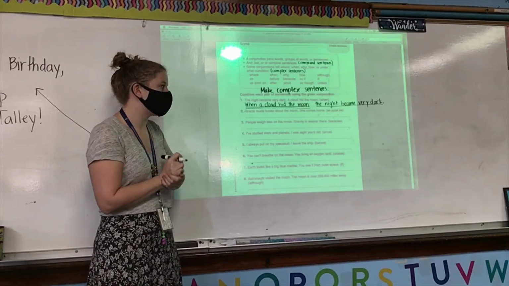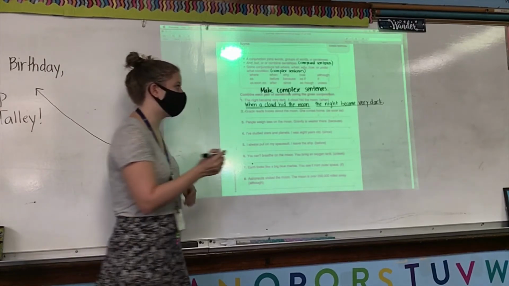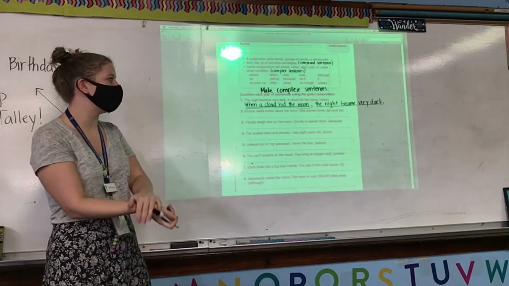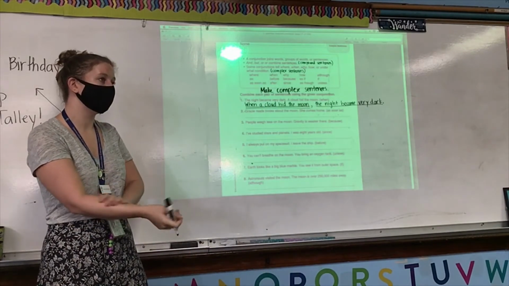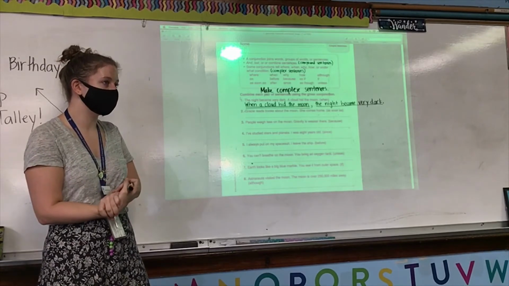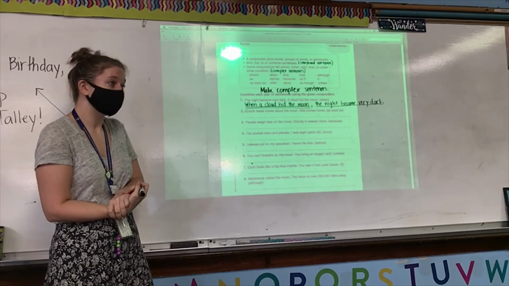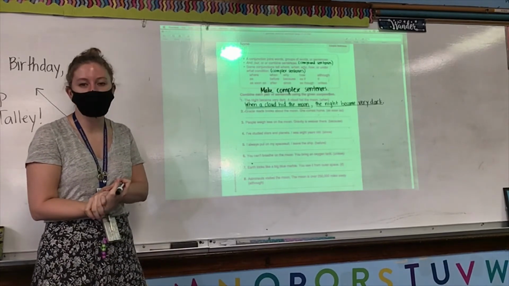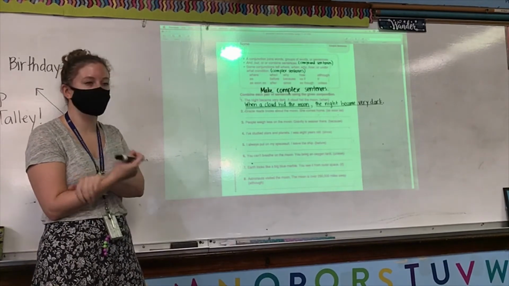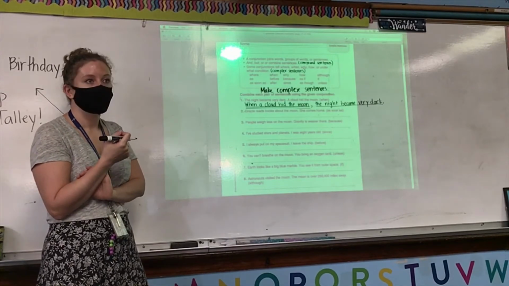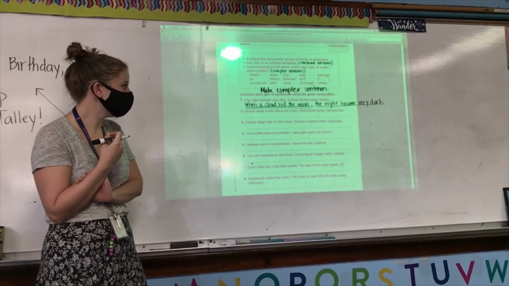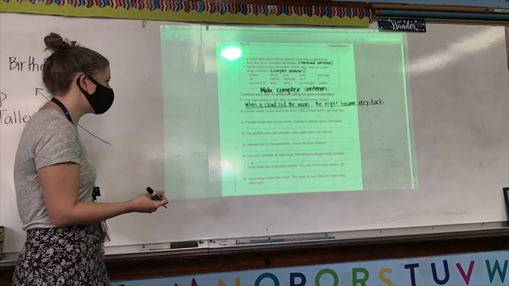What do we need to put between those two clauses? A comma. If we said, the night became very dark when a cloud hid the moon, does that still make sense, Zadie? Yes. But do we need a comma? No. If we said the night became very dark when a cloud hid the moon, the independent clause comes first, so we would not need a comma. Good.